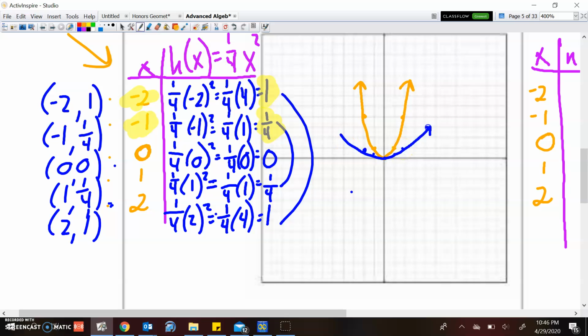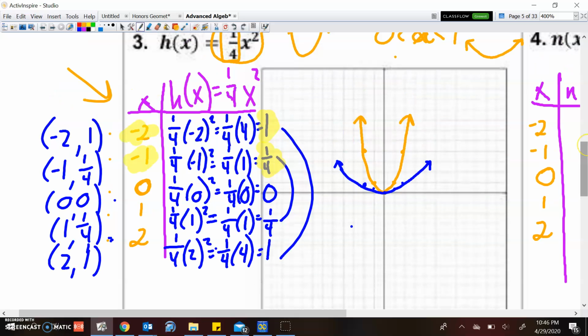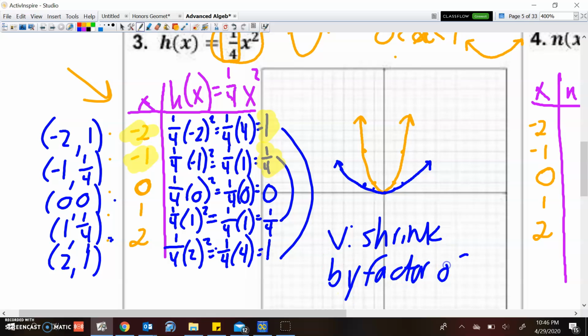All right, and look at that. It's what we said. So this is going to be what's known as a vertical shrink, and the factor is by a factor of 1/4. Good work. Okay, let's try the next one.